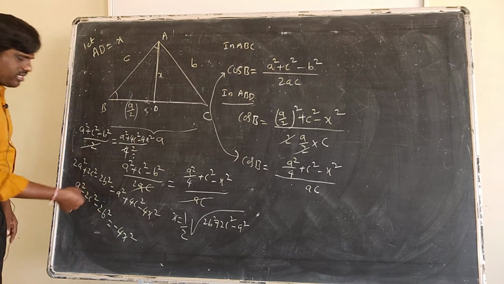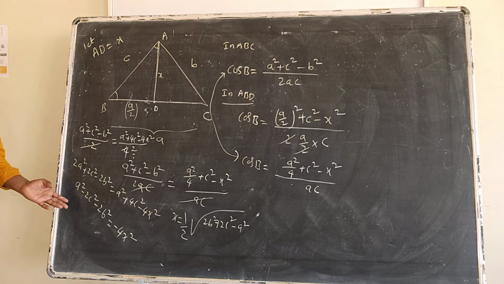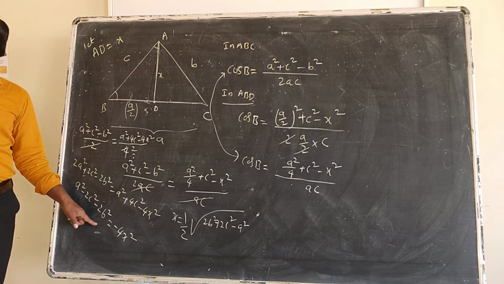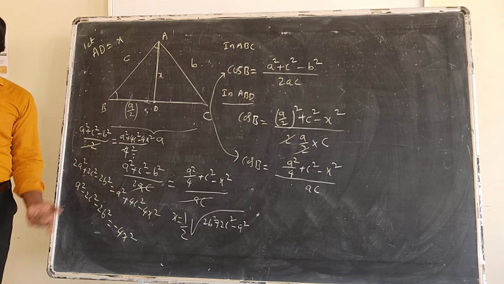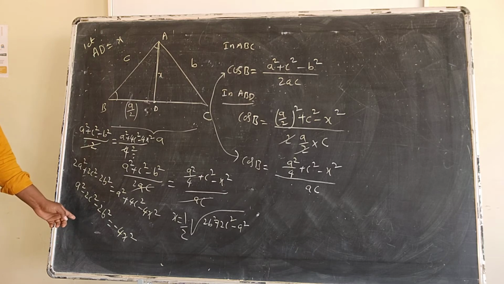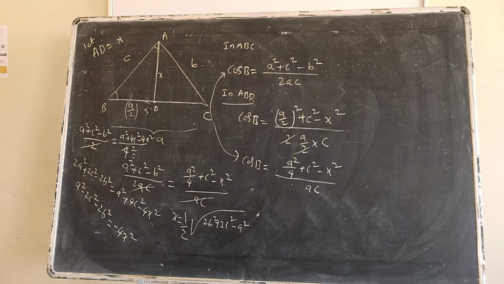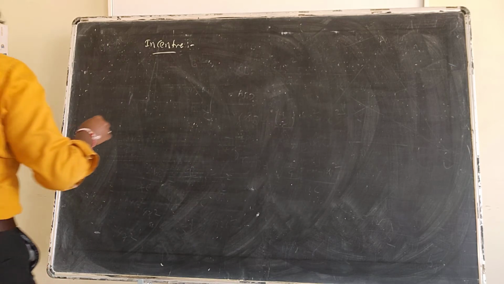Look at that, you got the answer. Got it? You take minus common, cancel out, 2b square plus 2c square minus a square divided by 4. So send the square root to this side, you are getting the answer. Hence proved. Got it? So every time proof is not mandatory. So now, in the centroid, what is in the centroid?